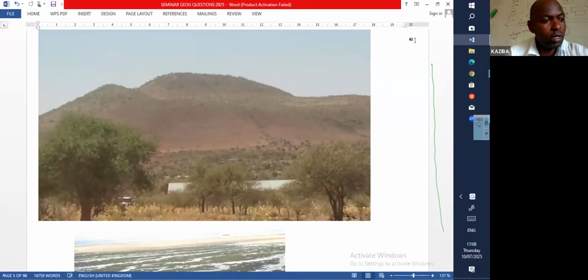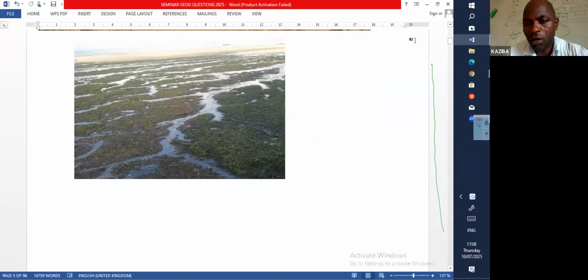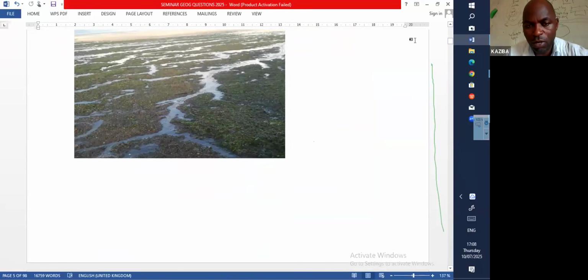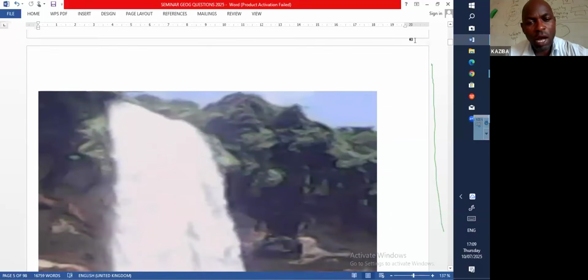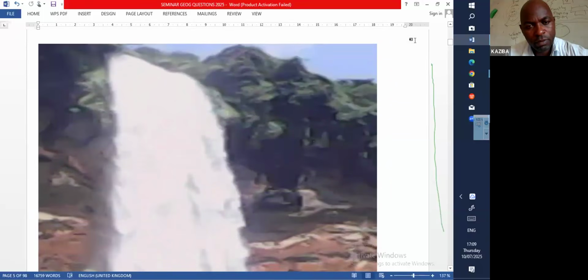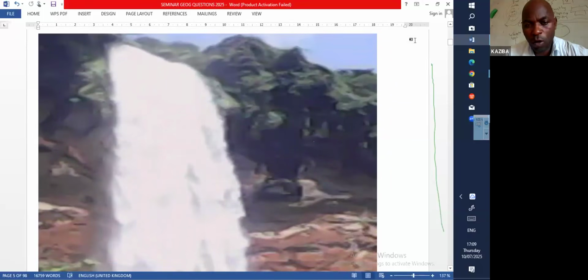Then we go to this one. Now that one is a delta. They rarely bring them, but you never know. Hope you've covered rivers. You need to know the formation of deltas, but I'm not going to go into details of that. Then we have that one. Waterfall. That's a waterfall. So you identify, you say the feature.